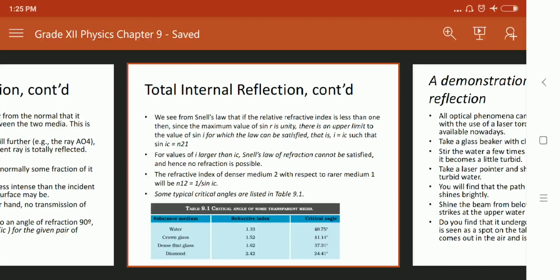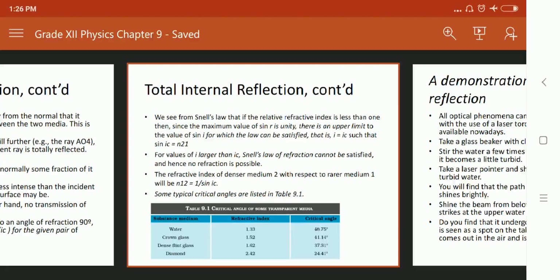Now for the value of i greater than iC, Snell's law of refraction cannot be satisfied, and we can say that refraction is not possible. Because as i is greater than iC, refraction is not available. Using the same Snell's law equation, we can observe that if i is greater than iC, then this equation is not satisfied. So the refractive index of the denser medium 2 with respect to 1, that is n12, equals 1 upon sin iC.